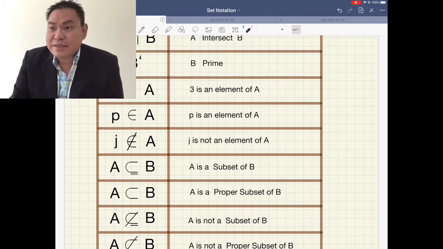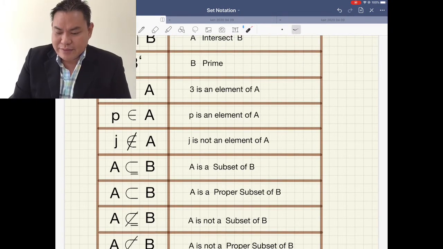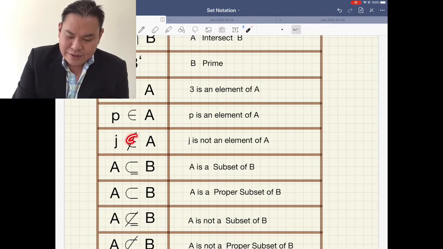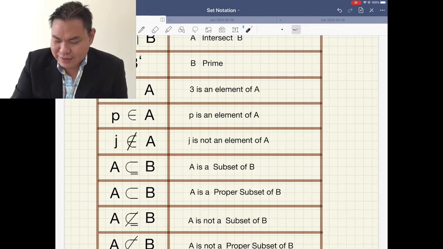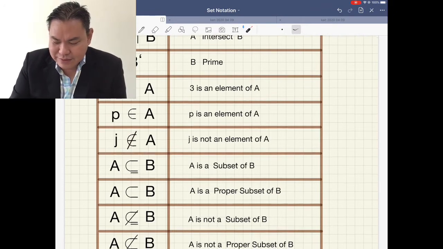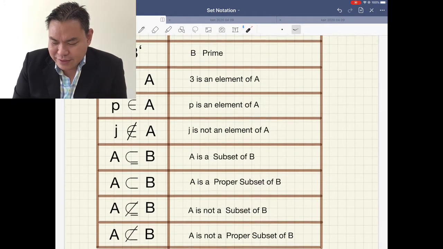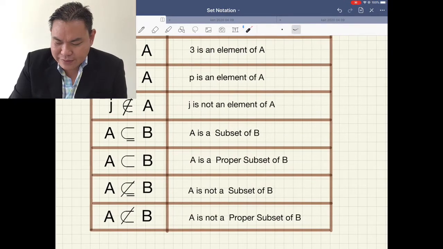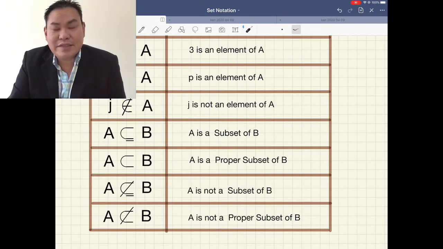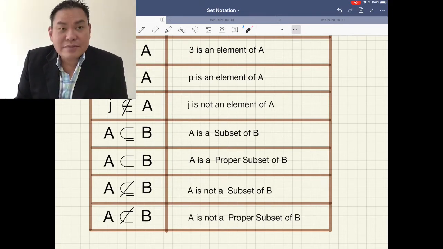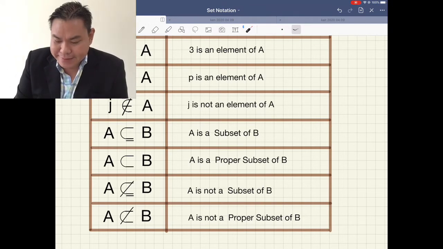What if something is not an element of A? Then the notation for that is this one, the element sign, and you cross it out. So J, in this example, we read it as J is not an element of A. The next two, they are similar to each other. I'm going to explain about that later on.